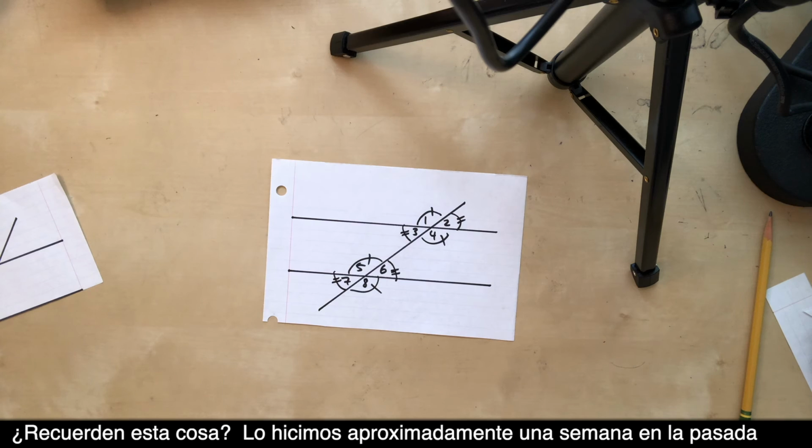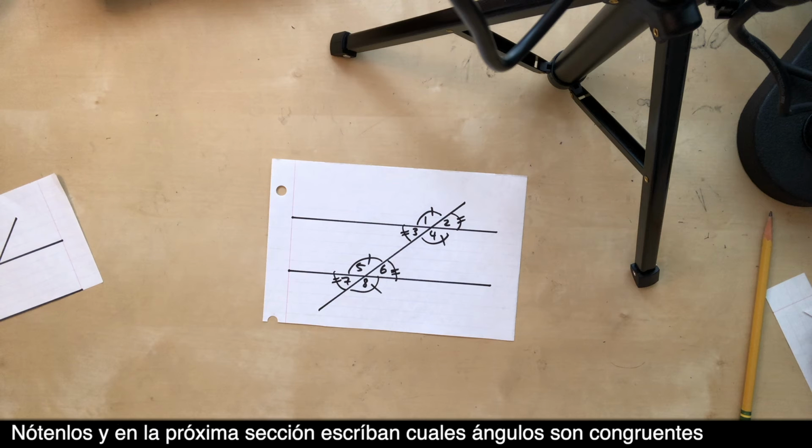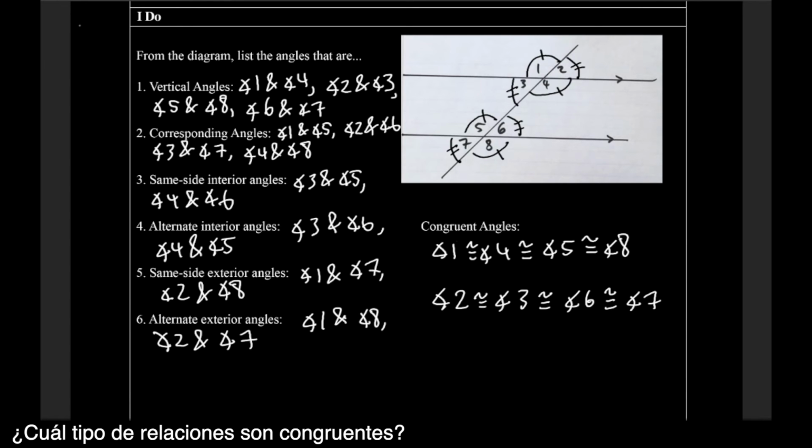Alright, so remember this thing? We made this about a week ago. We're going to reference this again specifically for the stuff that is congruent. Take a note of that, and then in the next thing start writing down which angles are congruent to each other. We have these things that are congruent. So the question is, what types of relationships are congruent?